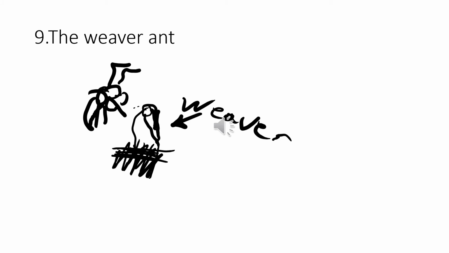Okay, number 9, the weaver ant. The weaver ant actually is similar to the leafcutter ant, but they use their leaves to weave into structures, and they're held together by a pupal silk, which I think is very impressive. Good job.